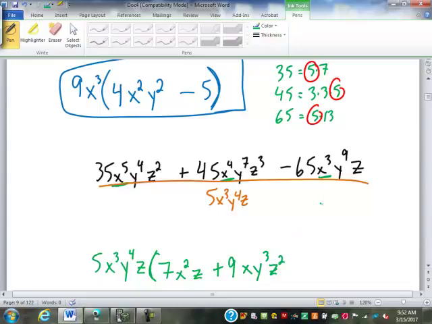And finally, negative 65 divided by 5, negative 13, good. X to the third divided by x to the third, cancels out. Y to the ninth divided by y to the fourth, y to the fifth. Z divided by z is gone. So there it is.